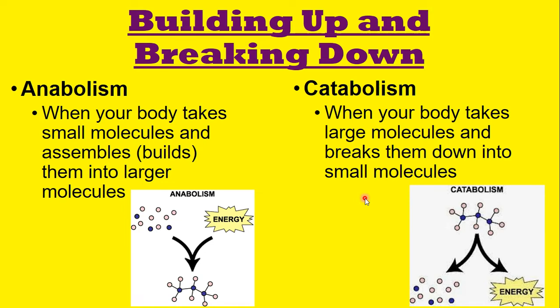There are two things going on in the cell: building up or breaking down. Anabolism is when the body takes small molecules and assembles or builds them into large molecules. So small stuff with some energy makes a larger molecule. The body also will take large molecules and break them down into smaller particles and will release energy with that. So you have anabolism and catabolism.